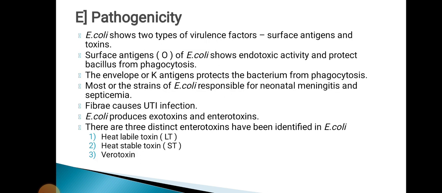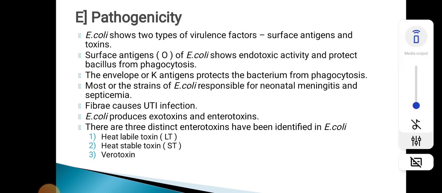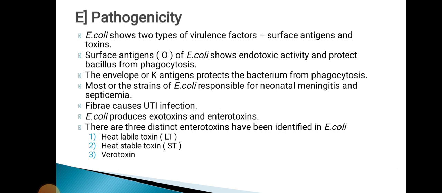Next one is the pathogenicity of E. coli. E. coli shows two types of virulence factors. The first one is the surface antigen and the second one is the toxin. Surface antigen, that is the O antigen, shows endotoxic activity and protects the bacillus from phagocytosis. The envelope of the K antigen protects the bacterium from phagocytosis. Most strains of E. coli are responsible for neonatal meningitis and septicemia. Fimbriae cause the UTI, that is the urinary tract infection.